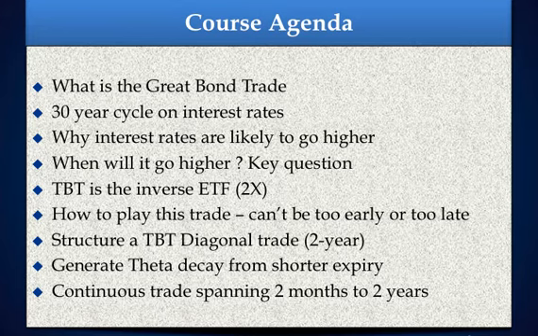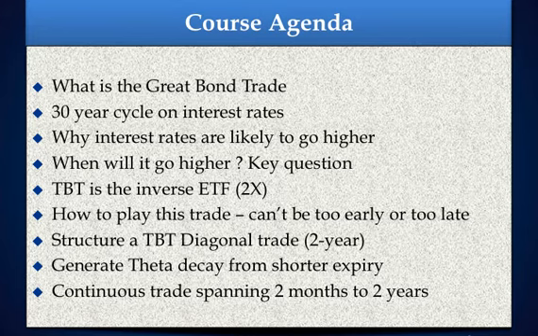That's how the inverse ETFs work. So if the bond market goes down 1%, the TBT is going to go up 2%. If the bond market comes down 10%, the TBT is going to go up 20%. And obviously, if the bond market comes down 50%, then the TBT is going to go up 100%.